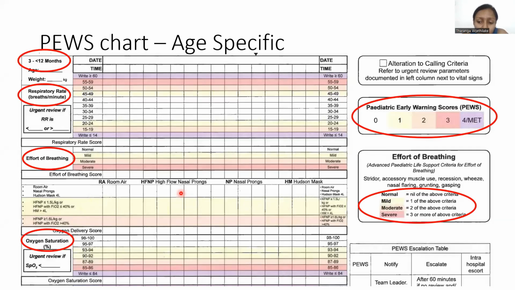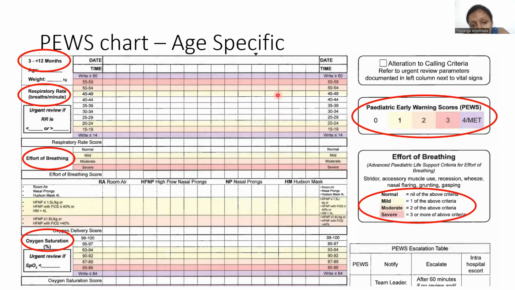So one of the things that we did is, in the tertiary care hospital that this child came to, they chart their blood pressure. They chart all the vital parameters for that matter. So we use pediatric early warning score charts, which are age specific. Right? There are different charts for different ages. And we use all the vital parameters like respiratory rate, effort of breathing, oxygen saturation.